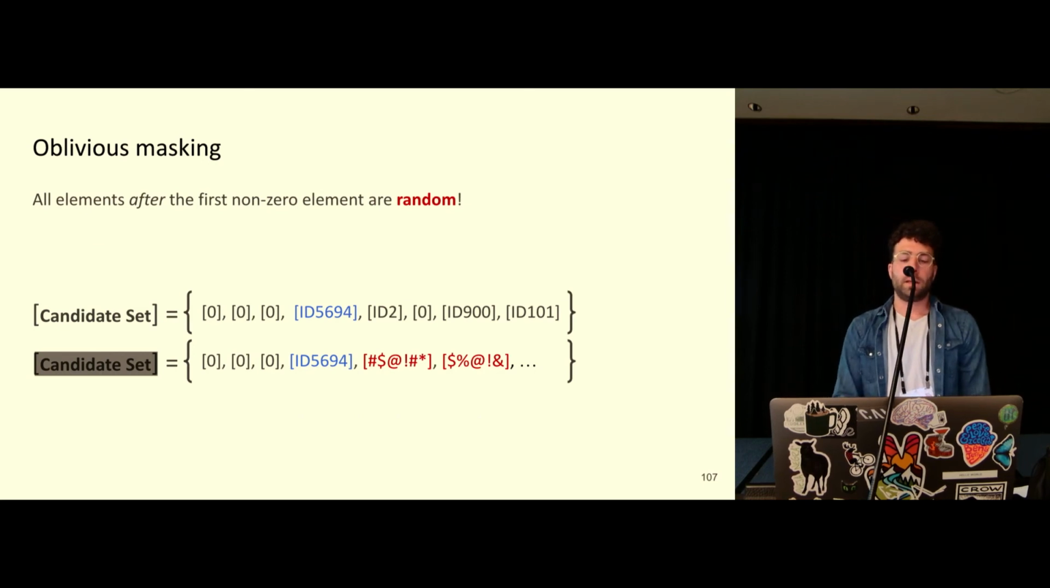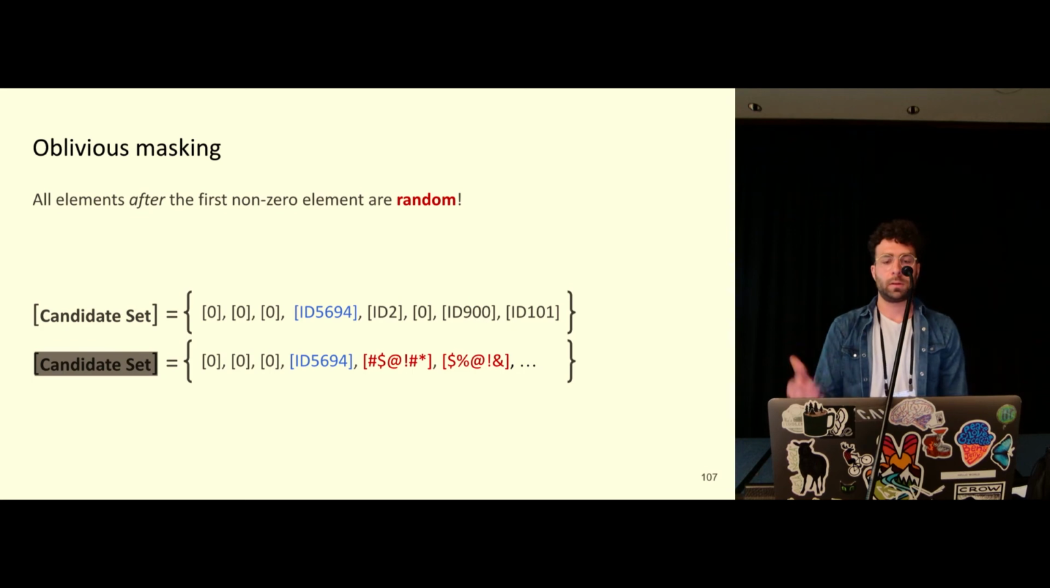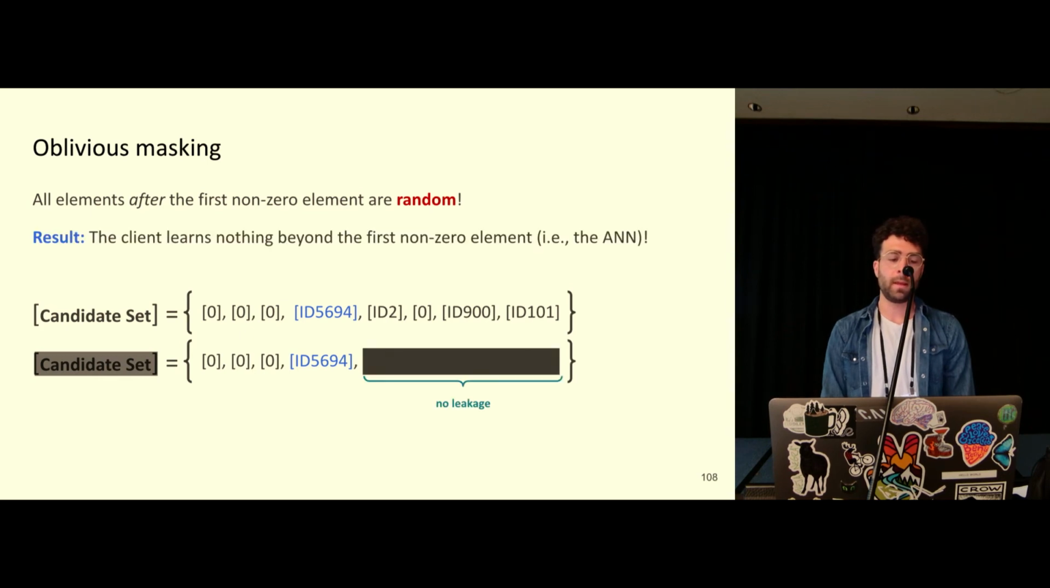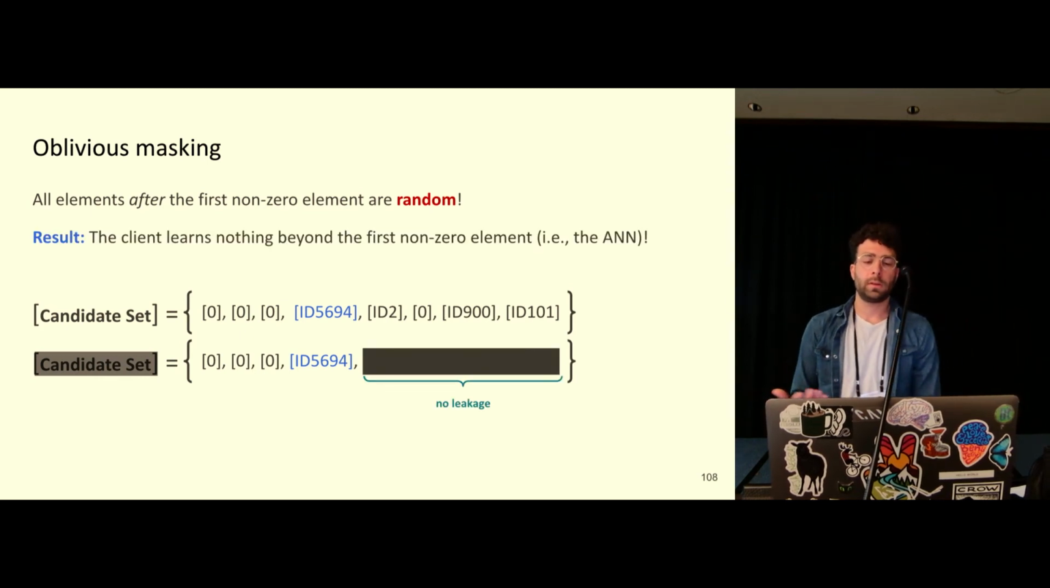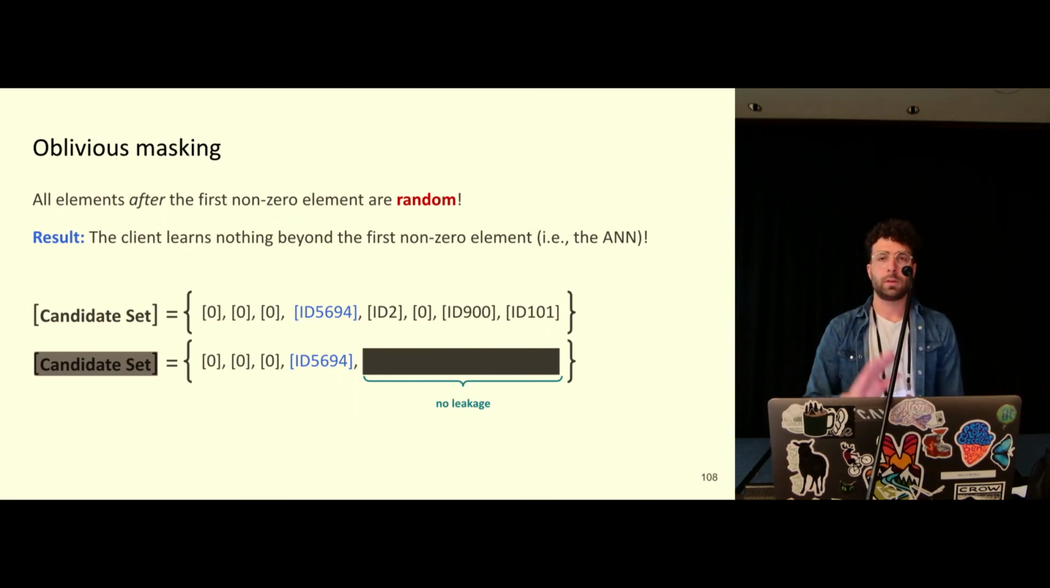So at this point, what the client will obtain is a candidate set that looks something like this, where all the elements following the first non-zero element are going to be uniformly random. And what this results in is that the client learns nothing beyond the ID of the first non-zero value. So we've essentially masked out everything following the nearest neighbor ID.